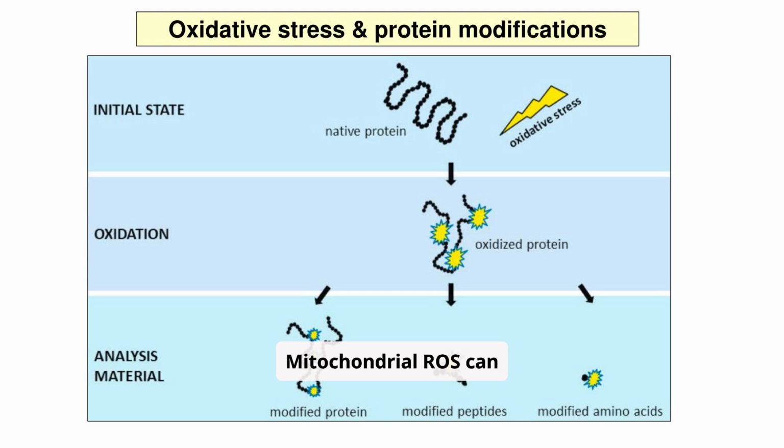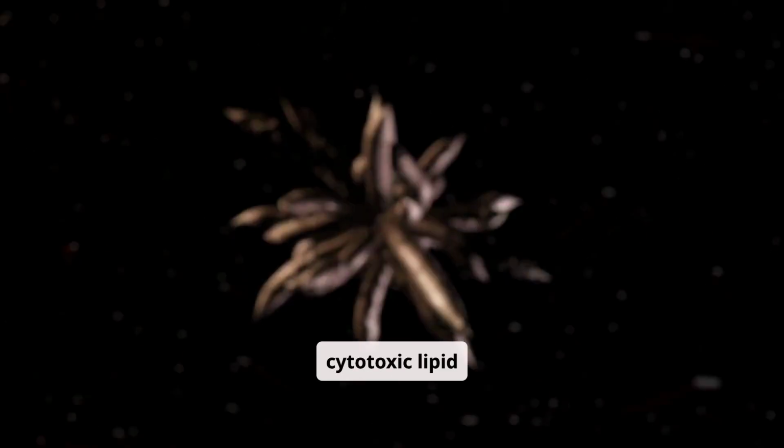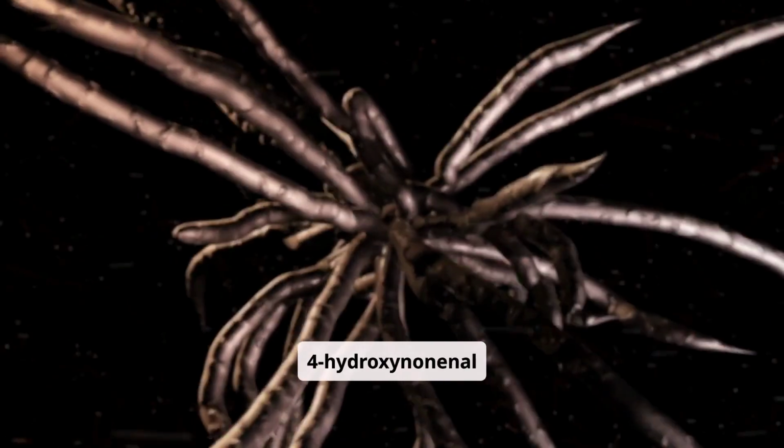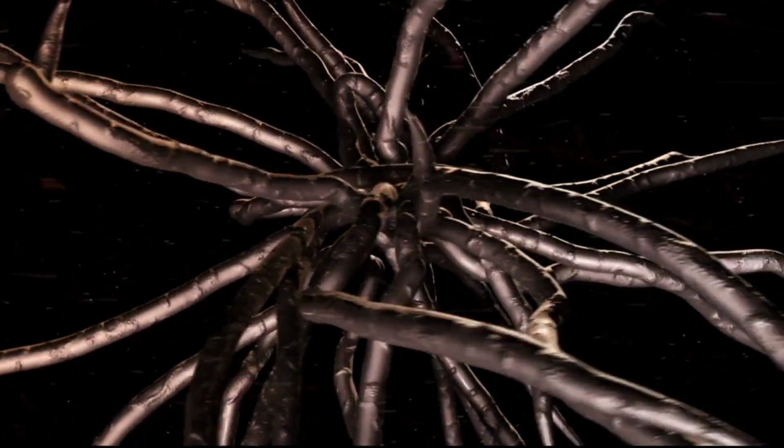Mitochondrial ROS can initiate lipid peroxidation, leading to the production of cytotoxic lipid aldehydes like 4-hydroxynonenal, 4-HNE.